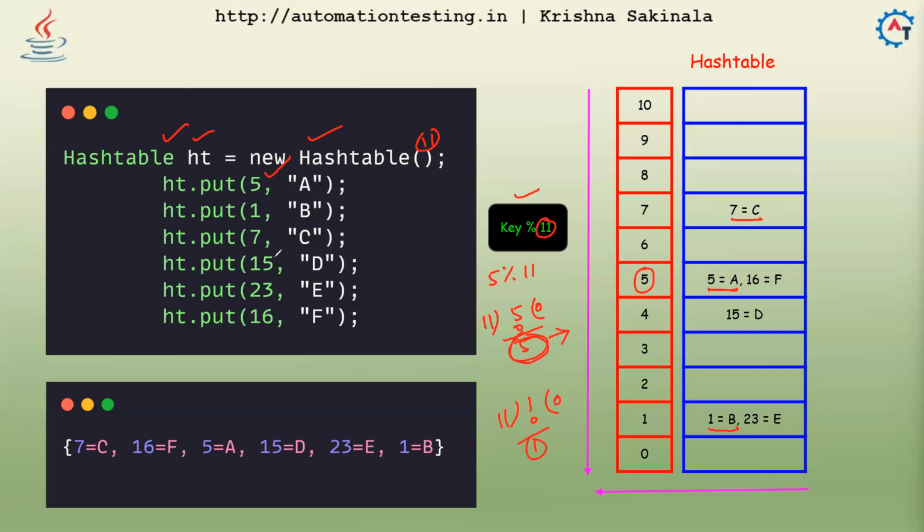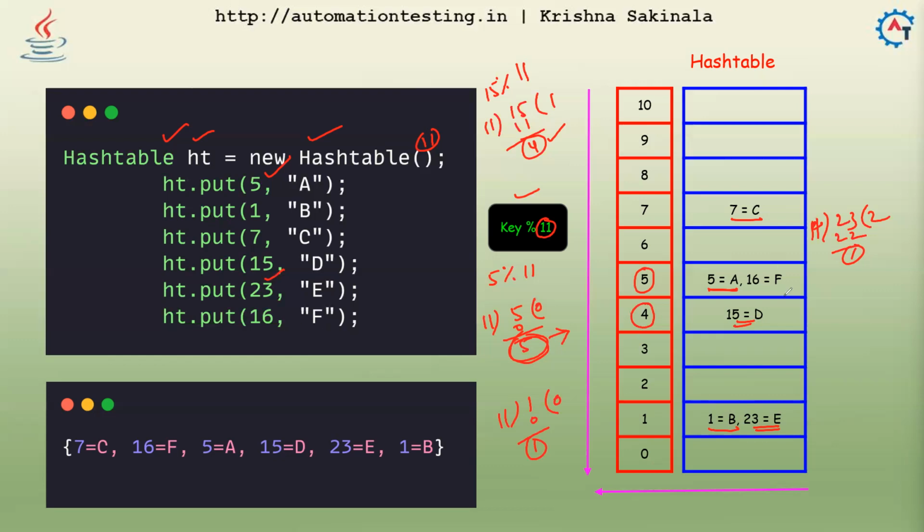But when it comes to the 15, there is no 15. Then if you apply the same logic, 15 percentile 11, 11 1 ja 11, then it is 4, right? Then it will go to the fourth element, the fourth hash code. You see that in the 4, 15 is equals to D. Okay. And the same way 23, right? 23, 11, 11 2 ja 22. Remainder is 1. In the 1th place, 23. So you can put more than 1. 1 equals to B, comma, and then 23 is equals to E in the same hash code, right?